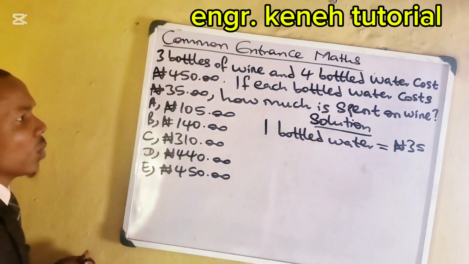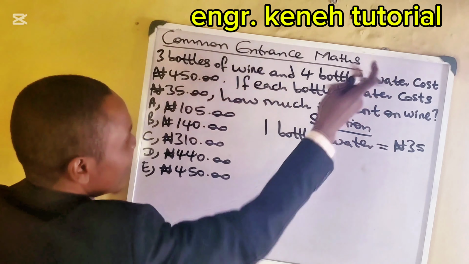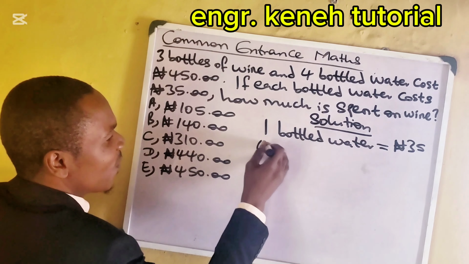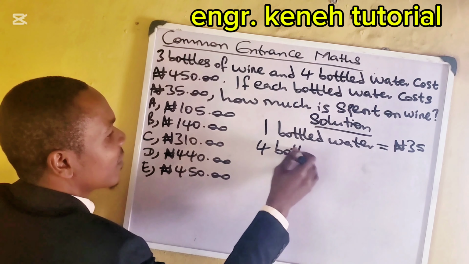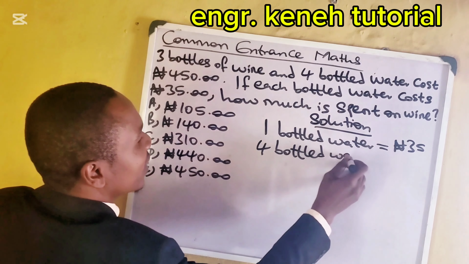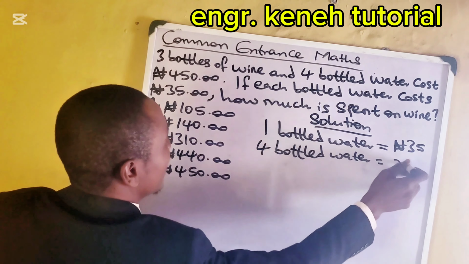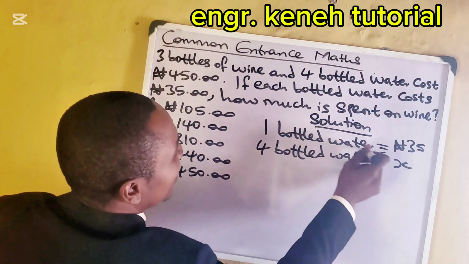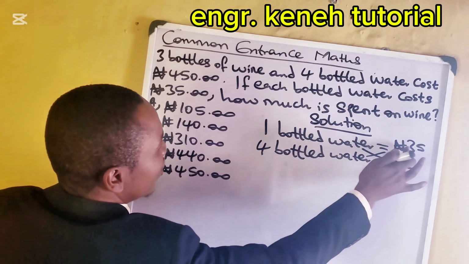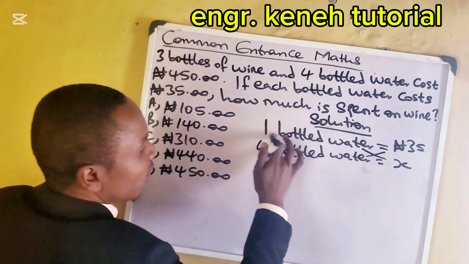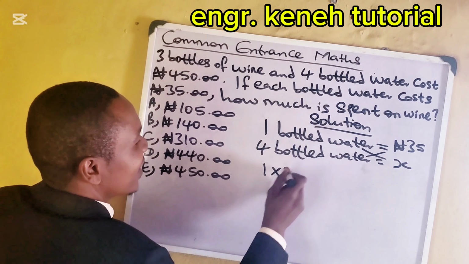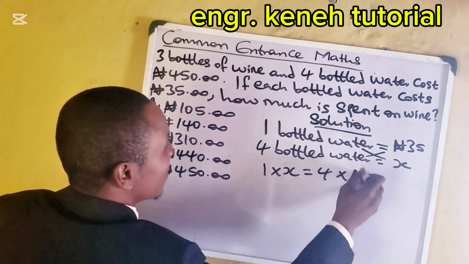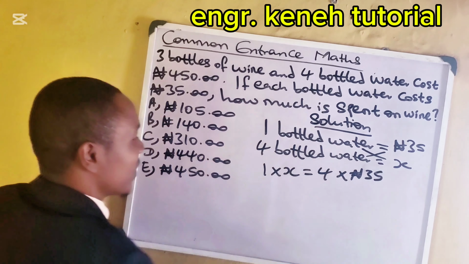One bottle. But here, how many bottles did they give us? They say 4. So if one bottled water will give us this, what about the 4? 4 bottled water. It will give us, we call it what? X, because we don't know the value. So here you do cross multiplication. So this will multiply this and it will become equal to this multiplying this. So 1 times what? X. So we have 1 times X is equals to 4 times 35 naira. Can you see that? Is it clear?